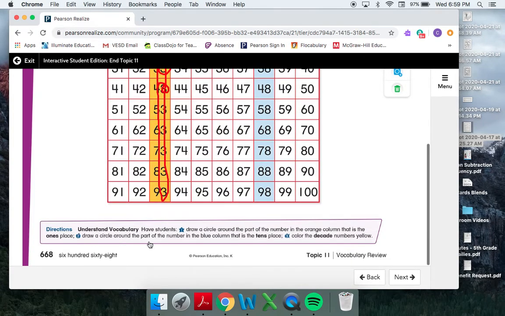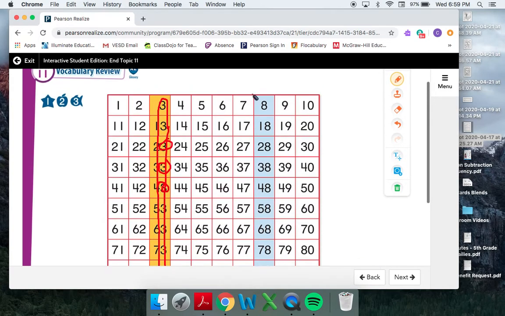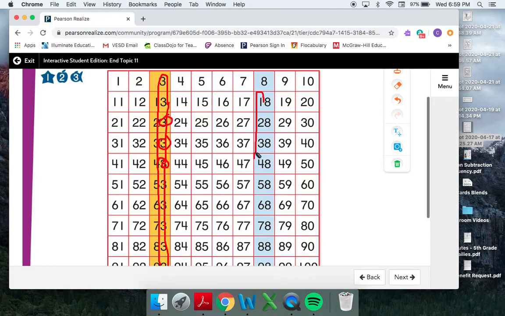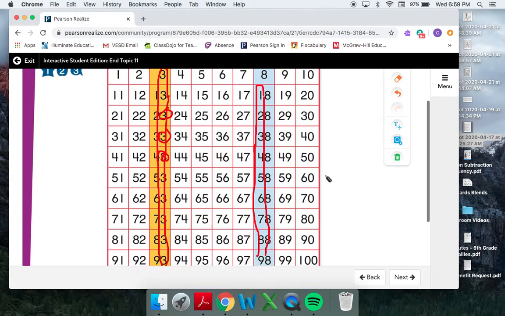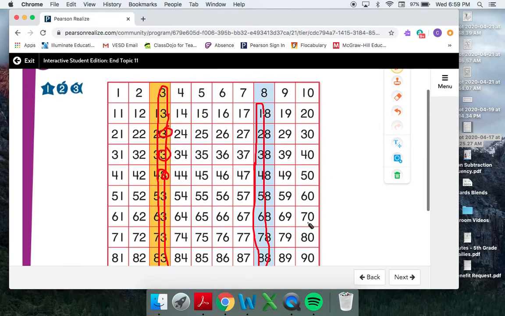Draw a circle around the part of the number in the blue column that is in the tens place. So in this column, we want them recognizing that the tens place is the first digit and it must have 2 digits. So they're going to circle all of these all the way down. Okay, and then we want them recognizing that these change as we move down the 100 chart. So if you want them to say, how many tens in 18? 1 ten. How many tens in 28? 2 tens. How many tens in 38? 3 tens. Okay, so that's the important piece of that vocabulary.